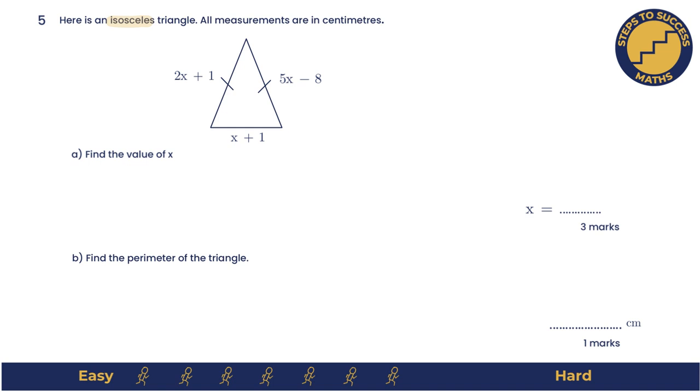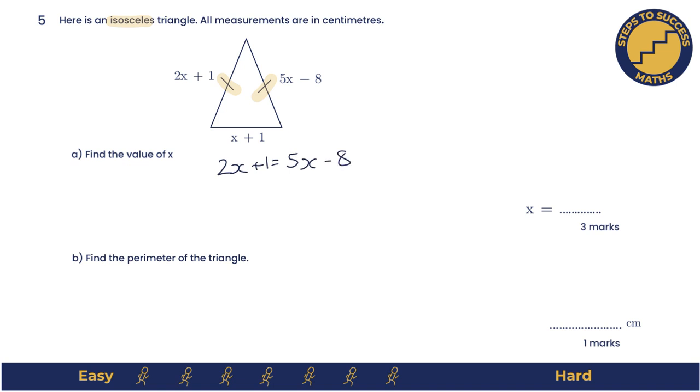Okay, so you might look at this and think, but I haven't got anything to work with. But you have, because you know something about an isosceles triangle. You know that these two lengths that are marked are equal. So you know that 2x plus 1 must be equal to 5x minus 8. And if we solve that equation, we're going to get a value for x.